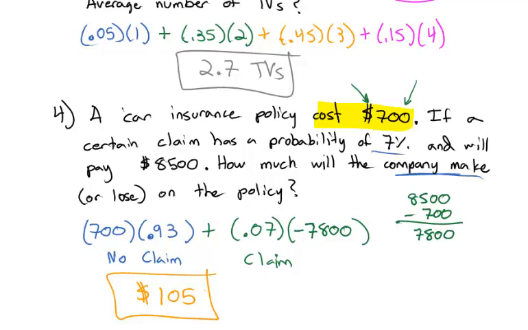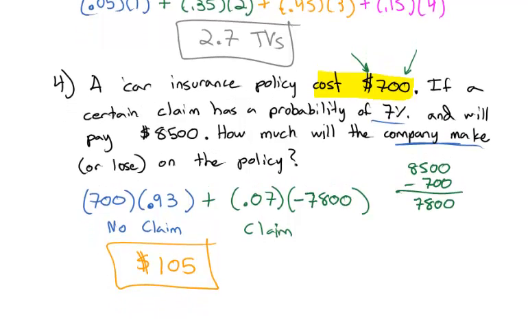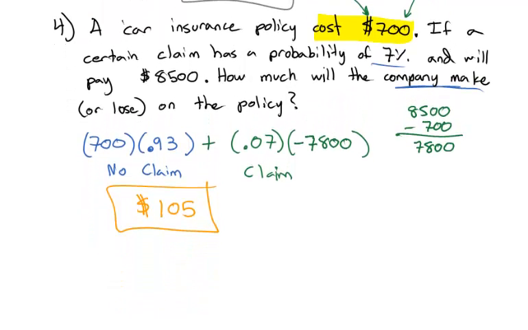The company is going to make $105 per policy. So if they do this 1,000,000 times, they've got $10 million, and they can easily afford to pay out those few accidents that happen 7% of the time. That is the way expected value is used so the business can guarantee to make money even though they are paying out much more than the policy cost. Because on average, more people are not filing claims. It sets off the cost of those that file a claim.